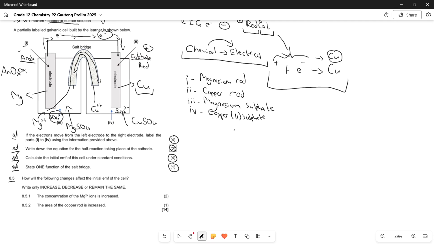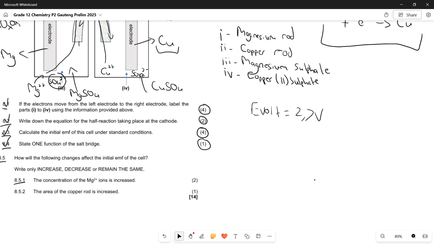Okay, and then 8.5 says, how will the following changes affect the initial EMF, the E voltage that we had of 2,7 volts of the cell? So write only increase, decrease, or remain the same. 8.5.1 says the concentration of the Mg2+ ions is increased.